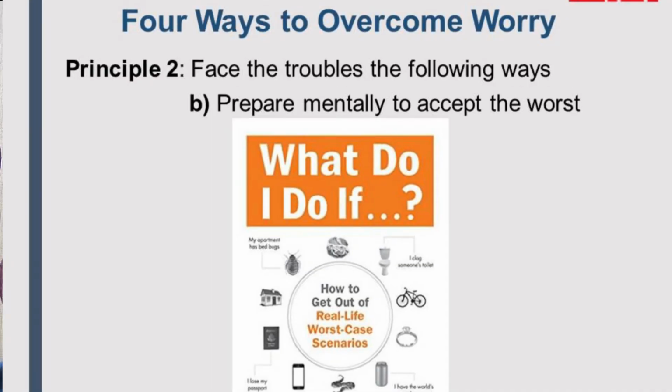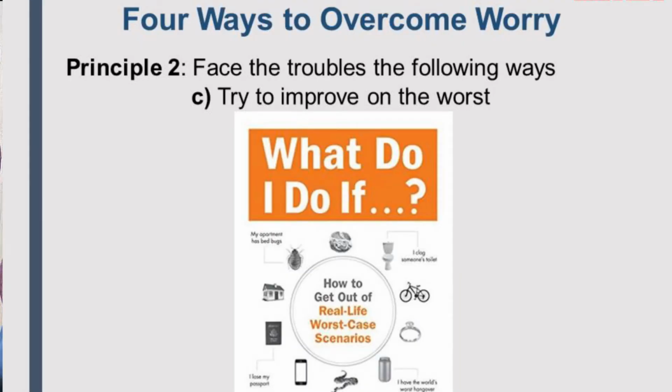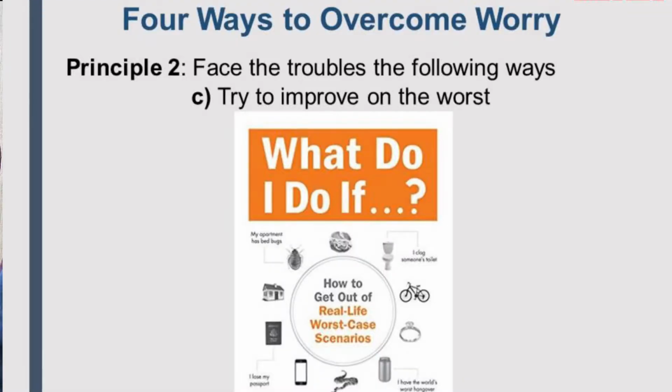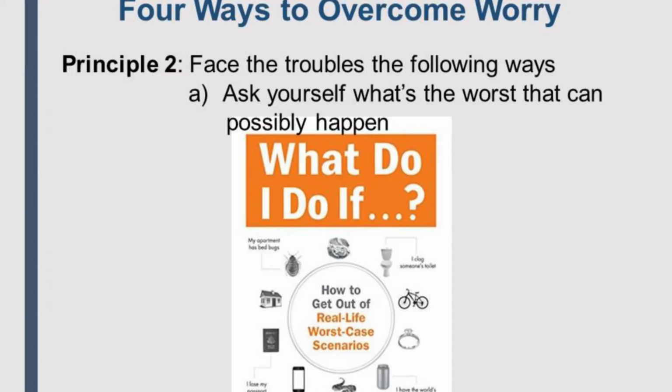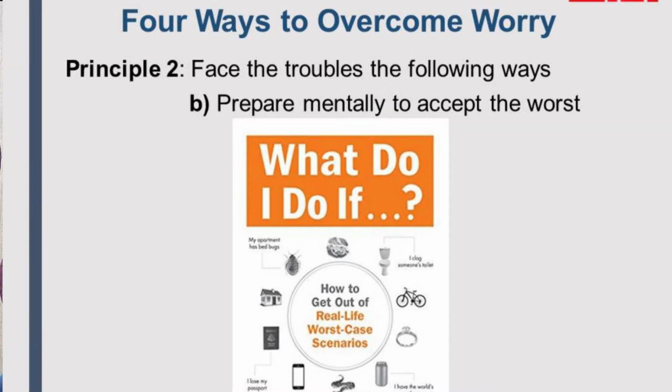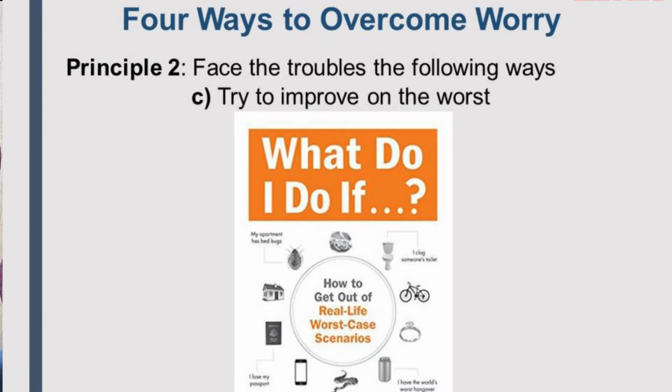Now it says, prepare mentally to accept the worst. You asked yourself, what's the worst that can possibly happen? You've written it down, and now mentally prepare to accept the worst. Gear yourself to prepare for the worst that could happen. And then it says, try to improve on the worst. Then you will find when the situation really happens, it is not as bad as you anticipated. It is not at all, because many a time it never happens that way. Now try to improve on the worst. See to it that you don't repeat these mistakes again, correct yourself, learn from those mistakes, and proceed ahead in life. So face the trouble the following ways. Ask yourself, what is the worst that can possibly happen? Prepare mentally to accept the worst, and try to improve on the worst.